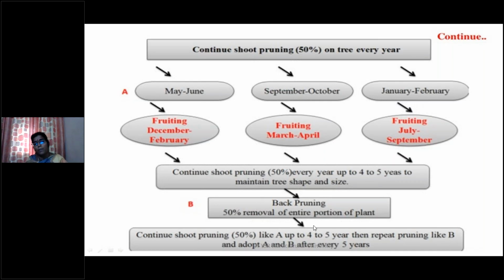Like this, he has to do the pruning immediately after harvesting, and this process will continue up to 4 to 5 years. So after 5 years, because we have planted in closer spacing, it is necessary in ultra high density planting to back prune the entire tree, 50% removal of the entire tree portion after 5 years. So after doing the back pruning, again you have to follow the steps mentioned, that is continuing the shoot pruning, 50% removal immediately. Then after 5 years you have to go for back pruning, that is 50% removal of the entire portion of the plant. So these are the important steps to be followed in ultra high density planting.